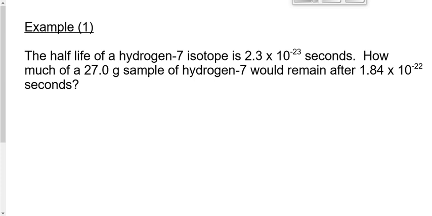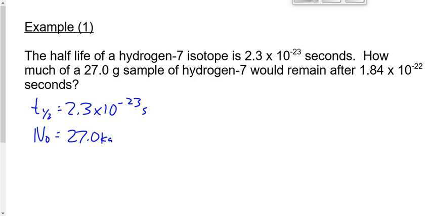So the half-life is 2.3 times 10 to the negative 23 seconds. So let's write that down. We have 27 grams to start off. That's our original amount, N0. And we have a total time that's elapsed here of 1.84 times 10 to the negative 22 seconds. I mean, that's not very much time, eh? This is a really, really small half-life. But yet other times we see half-lives that are millions of years. It just depends. Depends on the atom, right? We can't make it happen any quicker or any slower. We're looking for how much remains.